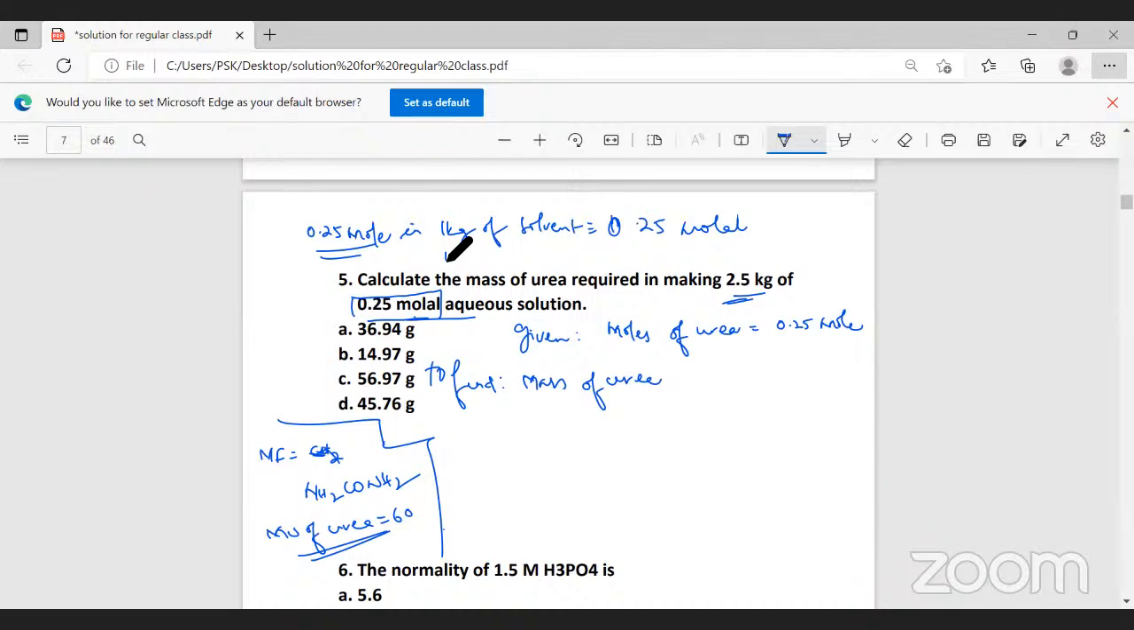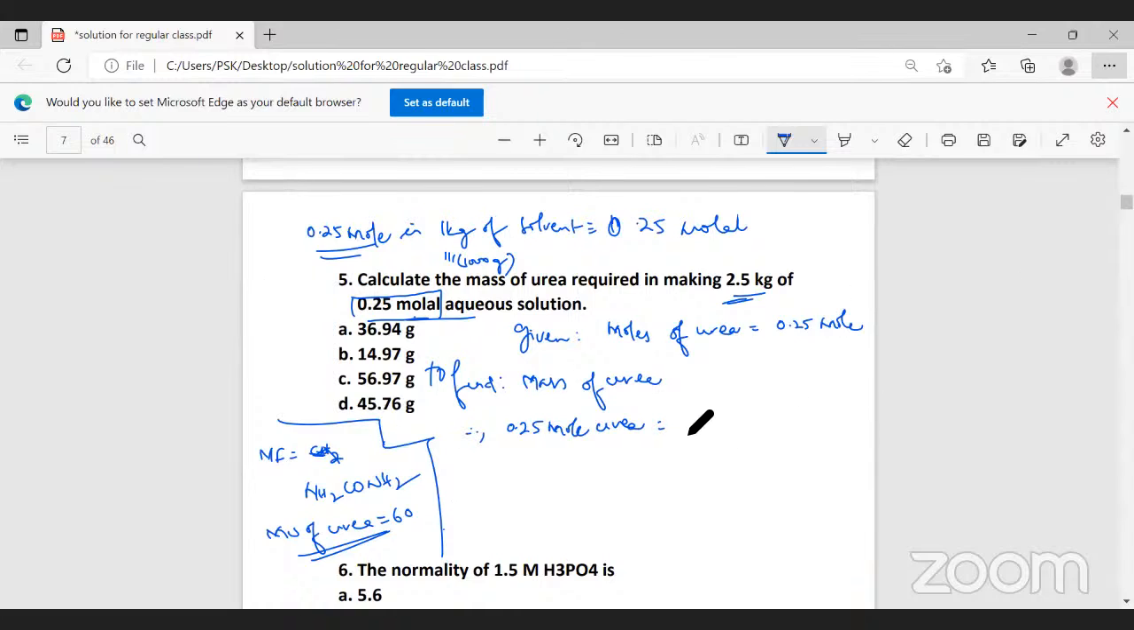Now, when I say 1 kg of the solvent, it means how many grams? 1000 grams. So 0.25 mole in 1000 grams. Now we have understood this. Therefore, we can write: 0.25 moles of urea. What will be the weight of 0.25 moles of urea? Can anyone tell me? 1 mole is 60 grams. 0.25 moles means what?